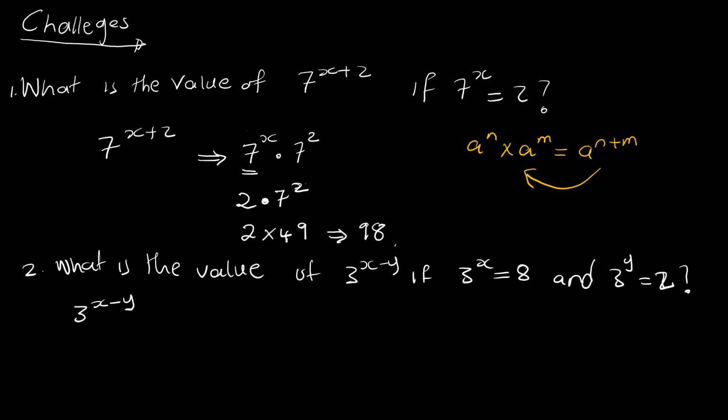Look at the exponent. What is happening on the exponent? We are subtracting the exponents. This tells you that when we subtract the exponents, this is 3 to the power x over 3 to the power y. We take the one on top, we subtract the one on bottom. So I can write this as a fraction. Now we know what 3 to the power x is. It's given as 8, so I can substitute that as 8, and this is divided by 3 to the power y, which is given as 2. So 2 goes into 8 4 times, then your answer is just 4.